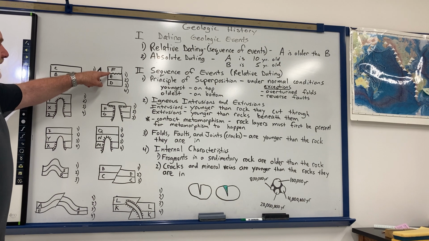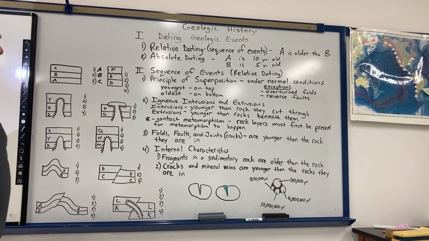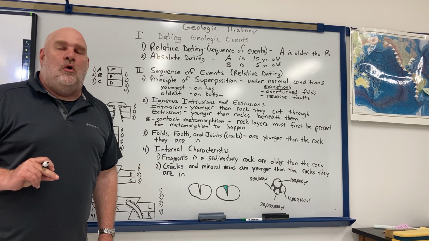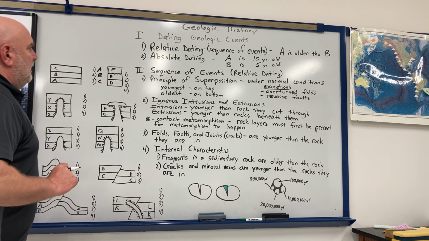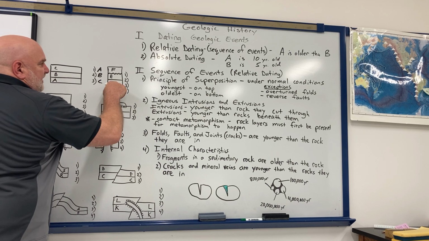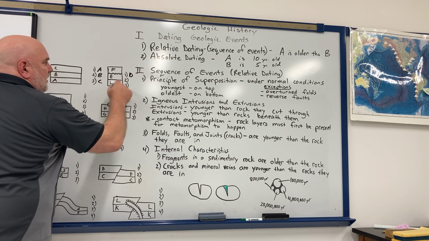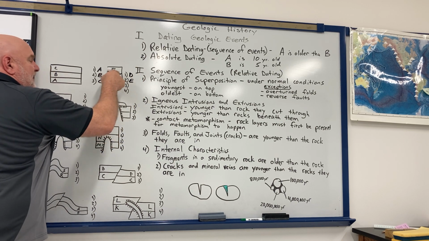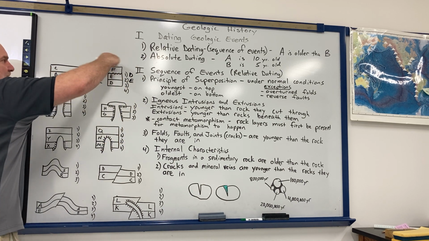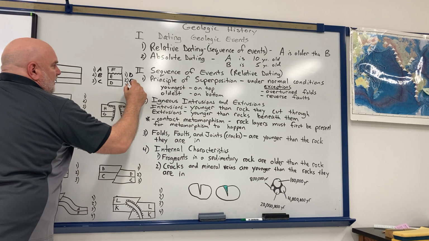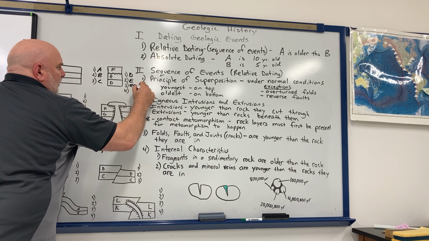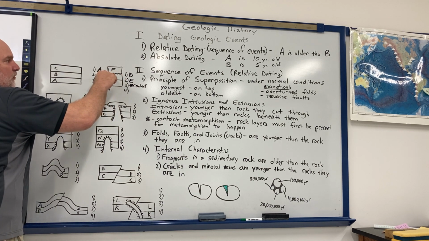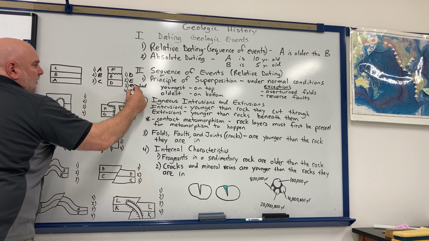When you see a squiggly line like that between layers, that's something called an unconformity. And what that means is erosion took place, right? So this would be D formed first, E formed second. Now there could have been stuff on top of E, but what happened is it eroded away. Then after the erosion, F formed, all right?